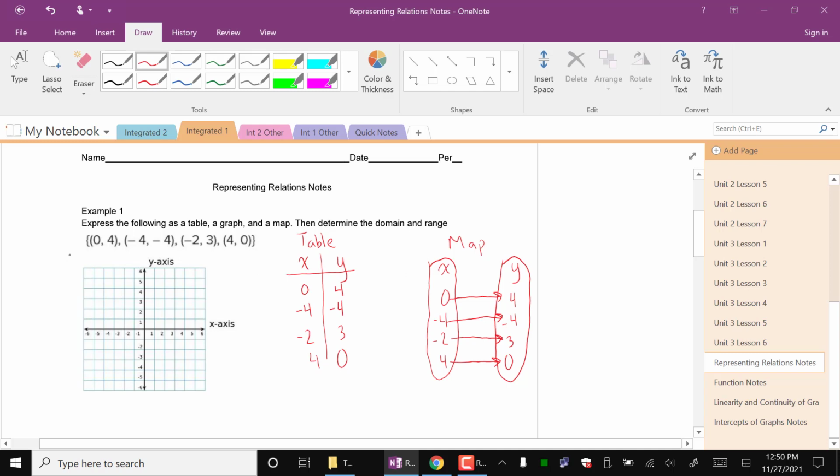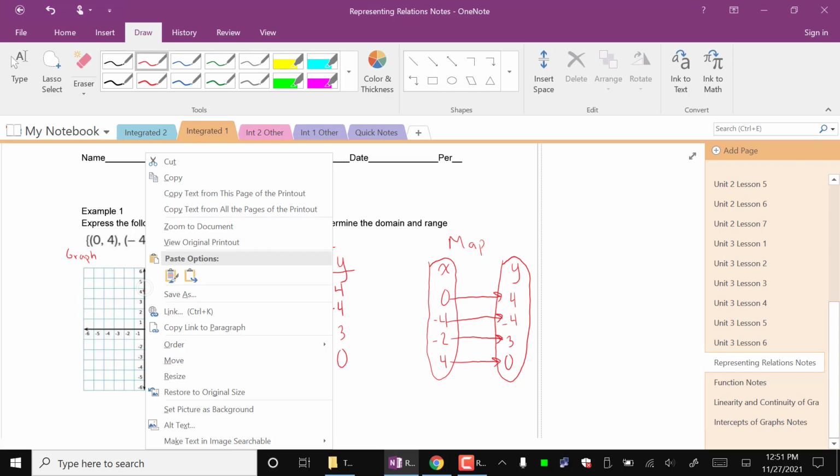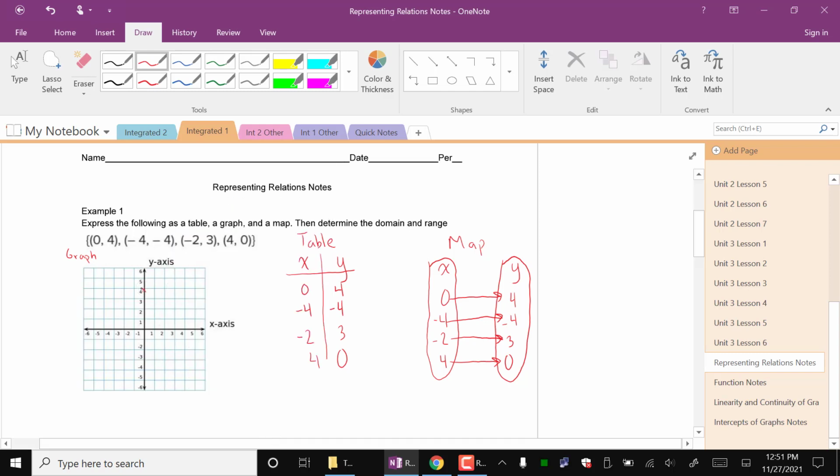Now let's do our graph. So here would be our graph. So I'm going to start graphing out my points. My first point is 0 on the x, 4 on the y. So 1, 2, 3, 4. So I'm going to put a little point right there. My next one is at -4, -4. 1, 2, 3, 4. Put a point right there.